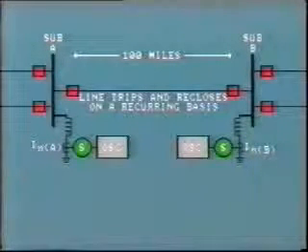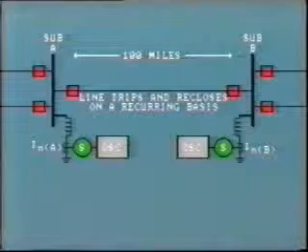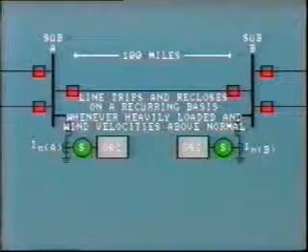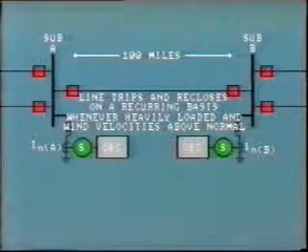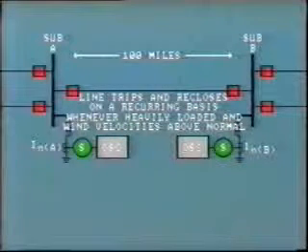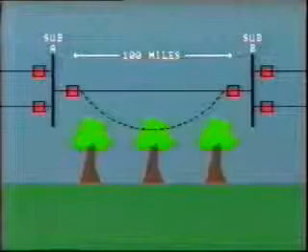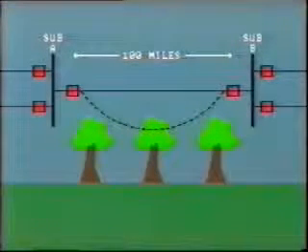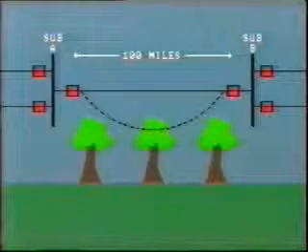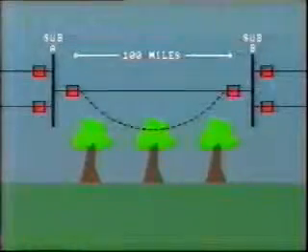The line trips and recloses on a recurring basis. The faults seem to occur whenever the line is heavily loaded and wind velocities are above normal. This leads us to believe that the line is sagging under heavy load and making tree contact. But we have no idea where the problem is located.